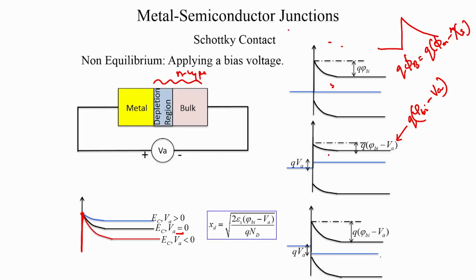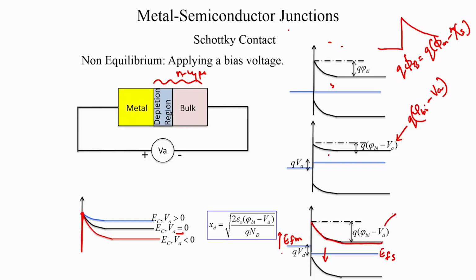Now, when you apply reverse bias, the opposite happens. The Fermi level of the semiconductor now lies below the Fermi level of the metal. By applying a negative voltage to the metal, we have in fact made the metal Fermi level go higher as compared to the Fermi level of the semiconductor, and therefore, the bands now bend a little bit more steeper. Okay.